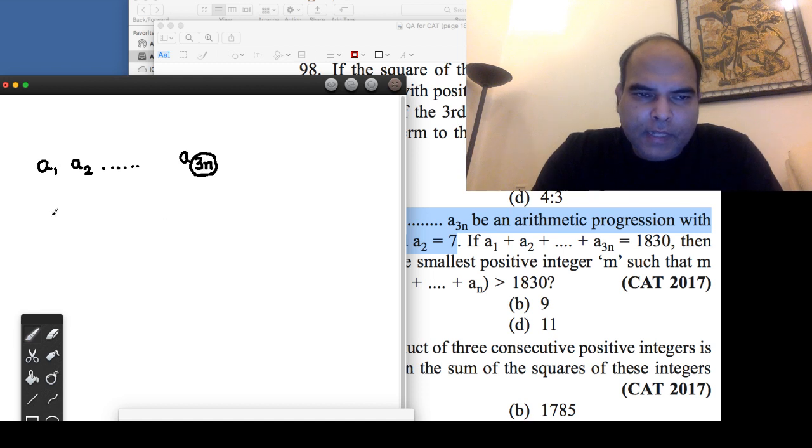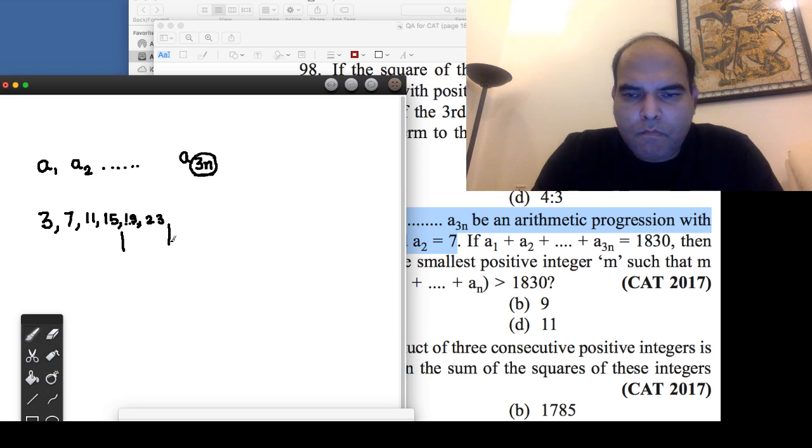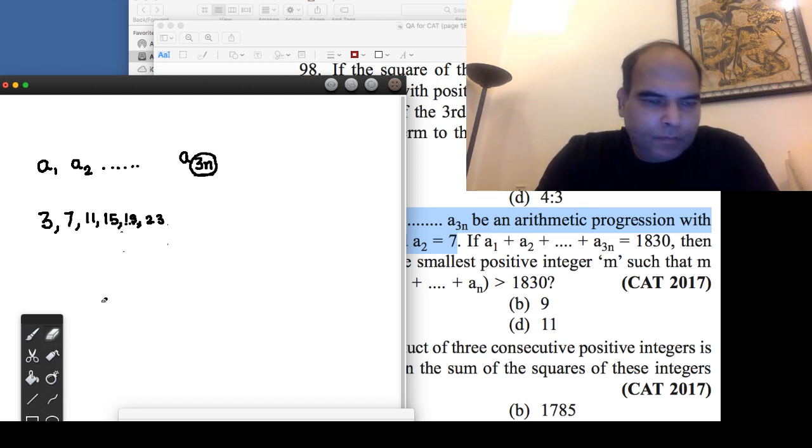And the second thing you notice here is that the AP with the first term 3, second term 7, third term 11, fourth term 15, this is the AP. So you have the AP, but as I said, you can't stop it at this point. A possible stopping point for this can be 23. And for 23, the value of n, because you're going to A6, will be 2 here. So that's something you have to understand here.